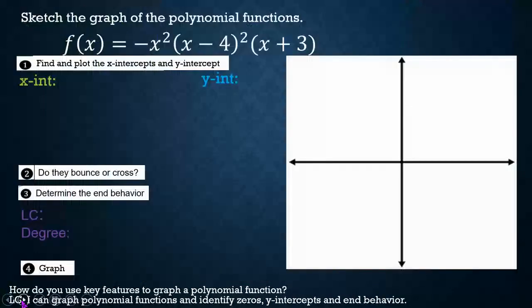All right, let's do one together then. All right, so we're going to sketch the graph of this polynomial. First, find your x-intercepts. So we're going to look at this factor, and this factor to find our x-intercepts.